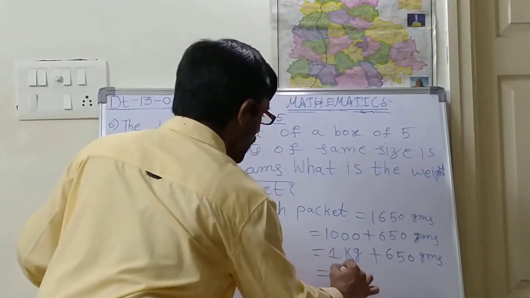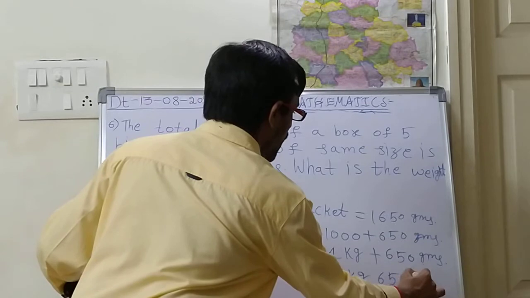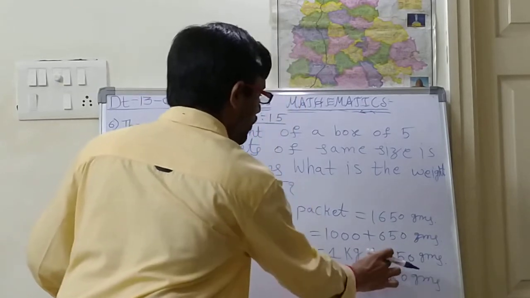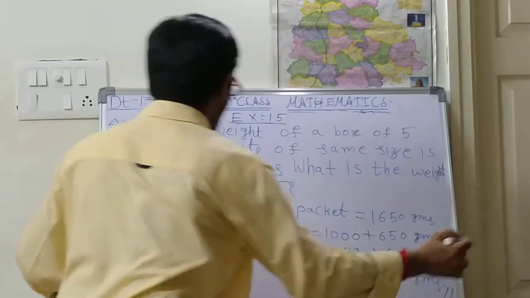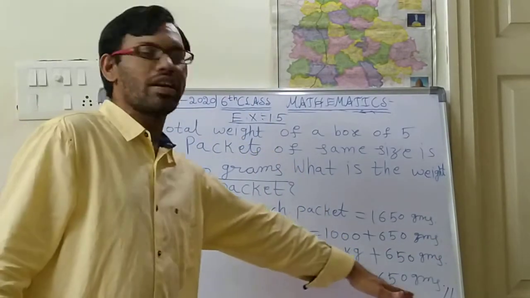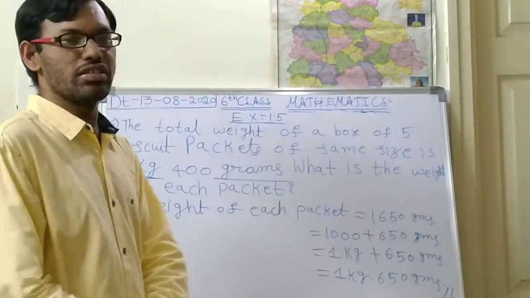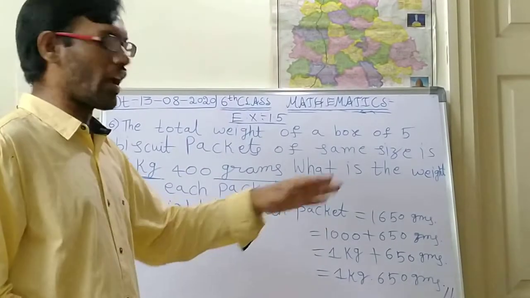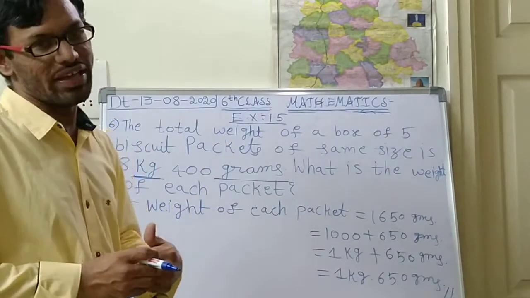So what will it give? 1 kg 650 grams. Okay, 1 kg plus 650 grams. This is 1 kg 650 grams. So the weight of each packet is 1 kg 650 grams. Okay, like this you should end up the solution. So I think you have understood this problem very easily.